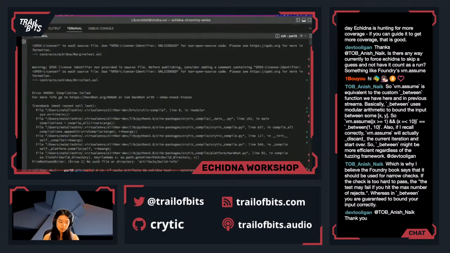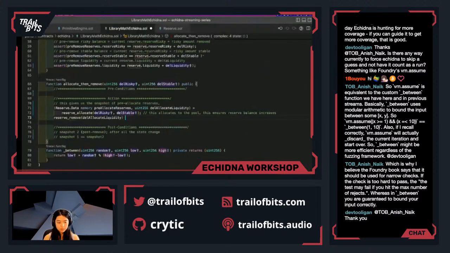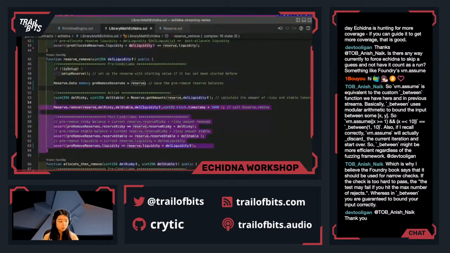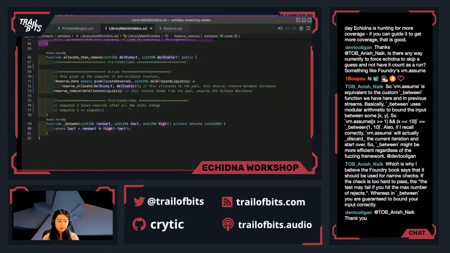While I add comments to this, I'm just going to let that run as well. What this function does is basically removes funds from the pool and ensures that the balance then decreases. So this is, again, reusing similar logic that we wrote for the remove. Now, this is the fun part of comparing the actual difference between the state of the system, the snapshot pre-allocation, and the state of the system post-allocation.